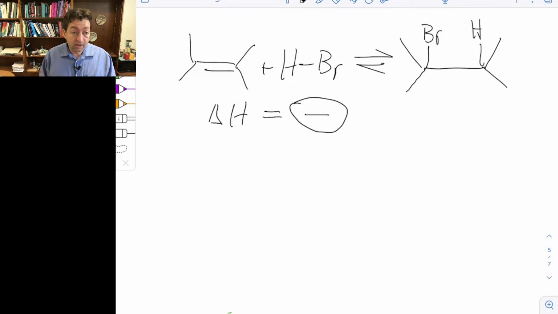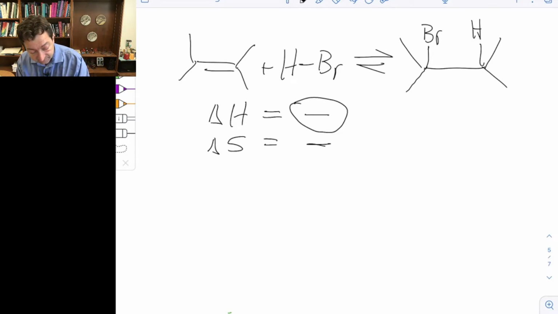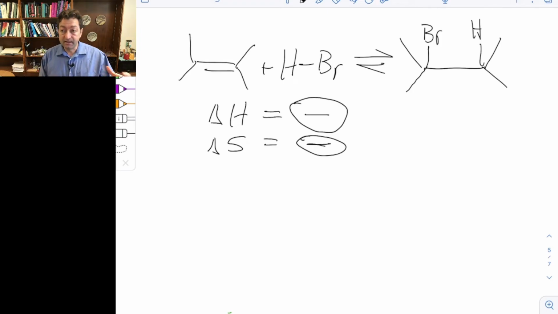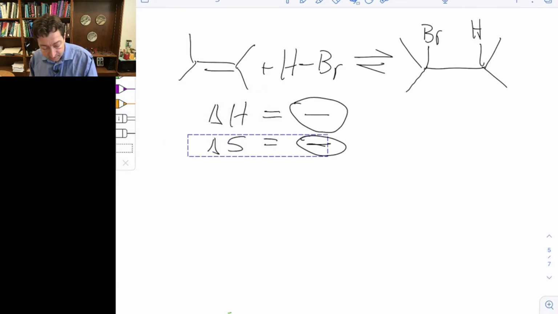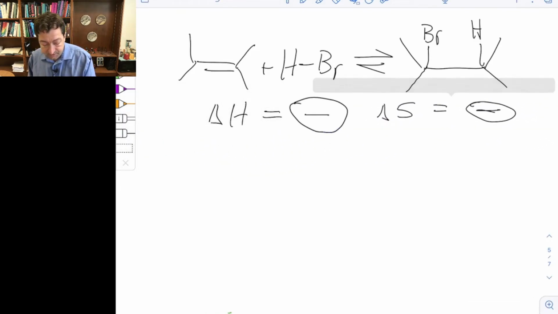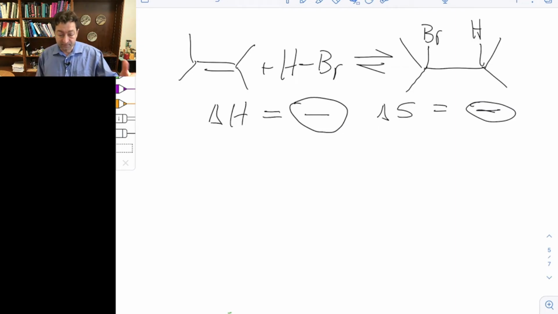But if we look at the changes in entropy this time, now we said earlier for some of the reactions that we could ignore, for the most part, entropy because the entropy changes were negligible. But that's not the case here anymore. We've got 2 molecules of substrate going to 1 molecule of product. So overall, these addition reactions also have a negative entropy change. And so that makes our overall thermodynamic considerations a little bit different than what we've seen before.